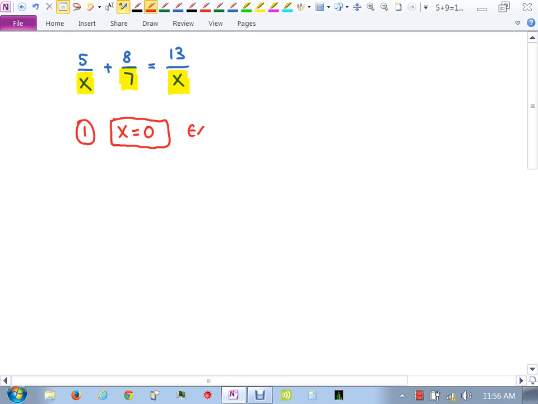So zero is an excluded value. What that means is this. No matter what happens from here on out, whatever my steps tell me, and I multiply both sides and work it all out, if you get zero after that, this step tells you to throw it out. Because if you look back at this original problem, you can't plug zero in. You get division by zero. Okay? That's step one. What's step two?